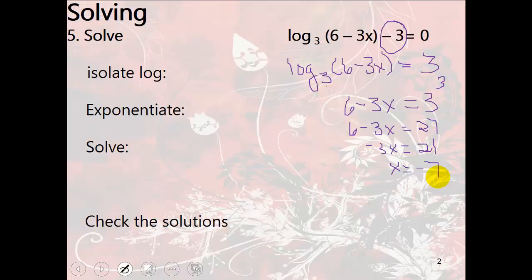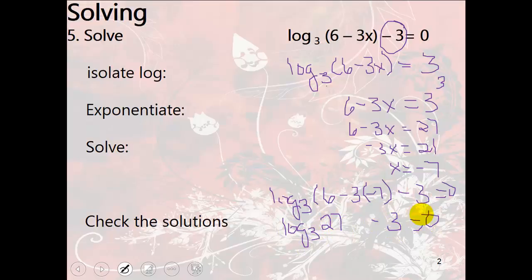So if I check it, I would have log base 3 of 6 minus 3 times negative 7, minus 3 equals 0. So let's clean this up, and I get log base 3 of the number 27, and then minus 3 is equal to 0. So what value does log base 3 of the input 27 have? Well, that's going to be 3. So 3 minus 3 equals 0, and it checks.